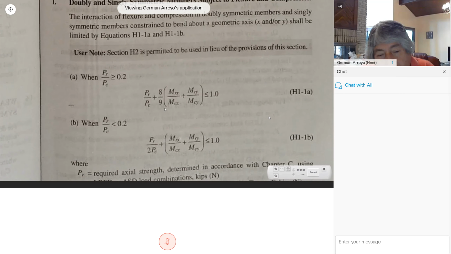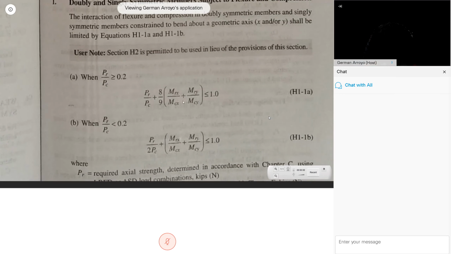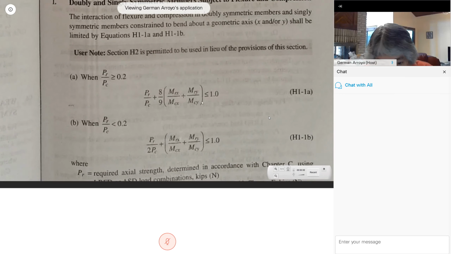In the homework problems, they ask you many times about this portion: if there is a moment in the y direction, this is M sub u y, but also multiplied by a magnification factor, that is the same formula that we use in here. The phi M sub n for the y axis, I haven't mentioned that. I'm going to show it to you right now.